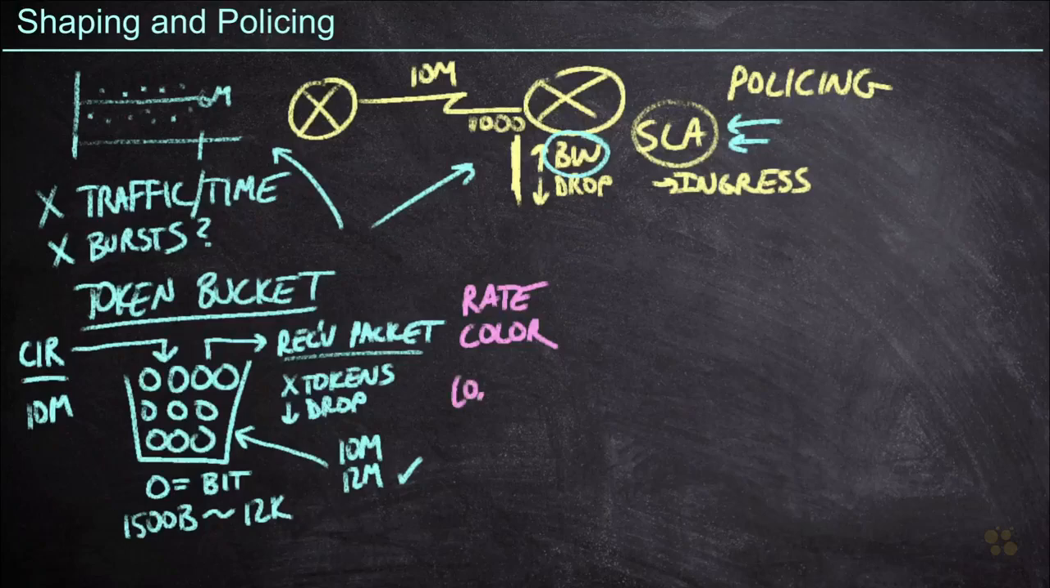So specifically, we can have conforming traffic. Conforming traffic in the policing world means that, hey, congratulations, you had a token available, so we grabbed that token, and now this packet gets to pass.